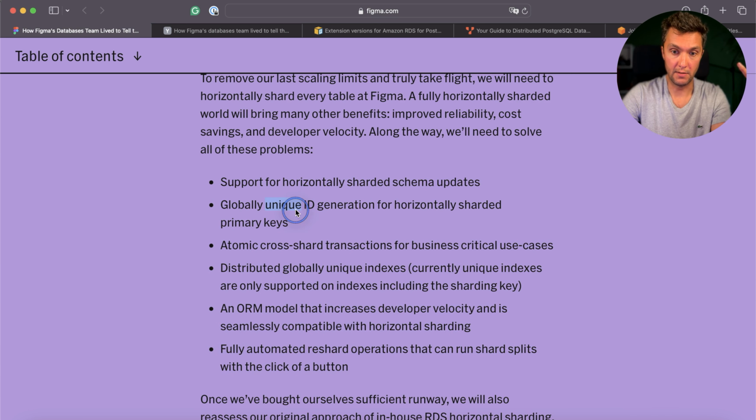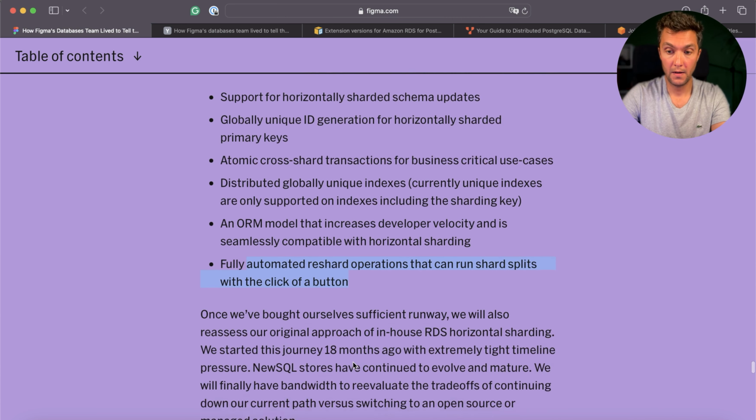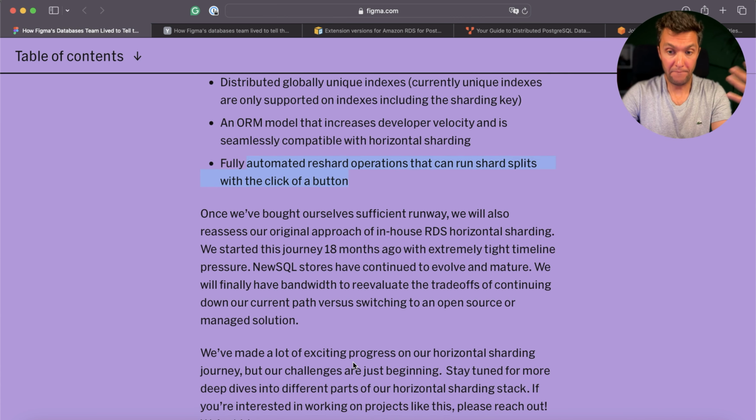They do not support globally unique ID generation, there is no support for atomic cross-shard transactions, no support for distributed global indexes, and the resharding of the data is not fully automated. A lot of things to do. And what I like about the Figma team is that they are very transparent.